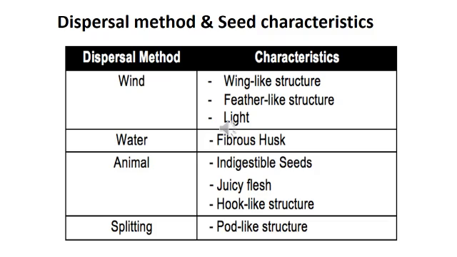The seeds which are dispersed by wind have wing-like structures, maybe feathery structures, or are light in weight. And the seeds which are dispersed by water have a fibrous, husk-like structure, meaning they are very light in weight, they are also hairy, and they can float on the surface of the water. We will discuss the rest of the characteristics in our upcoming video next week, where we will also cover seed dispersal by animals and splitting.